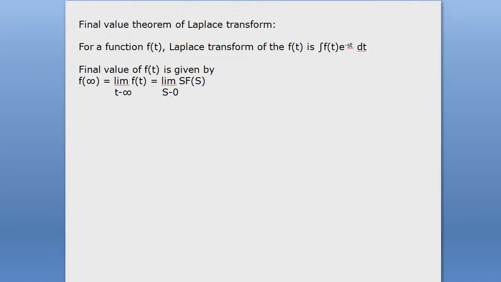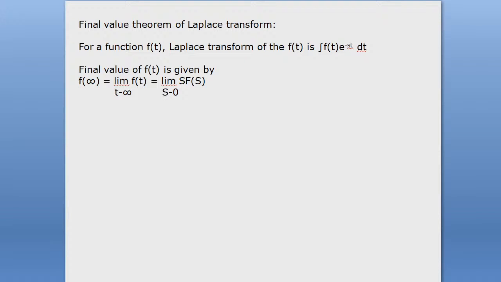In the same approach, first you write the Laplace transform of the derivative of the function. After that, you take the limit of the complex variable s tends to 0 on both sides of that Laplace transform, and then you simplify it. So finally you will get f of infinity equal to the limit of s F of s as s tends to 0.